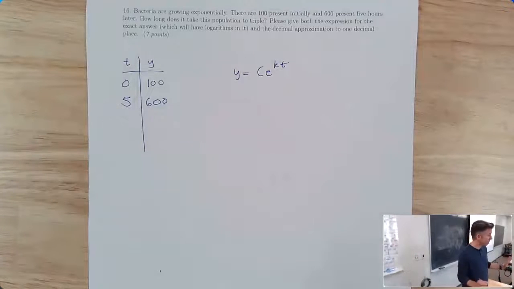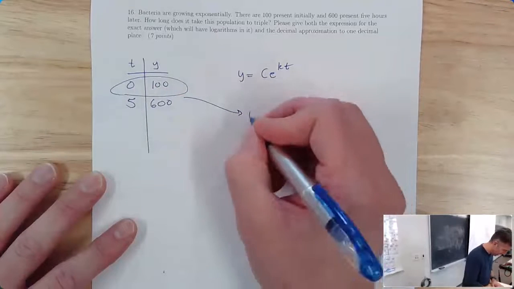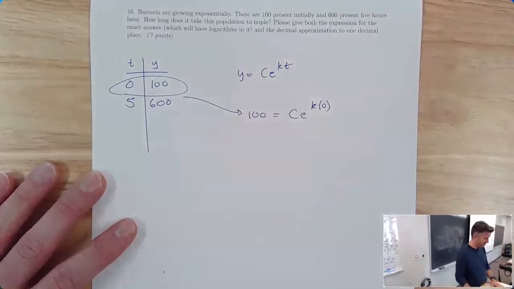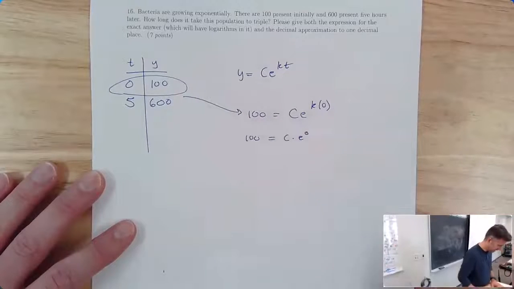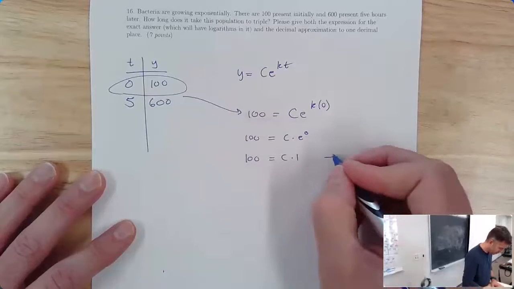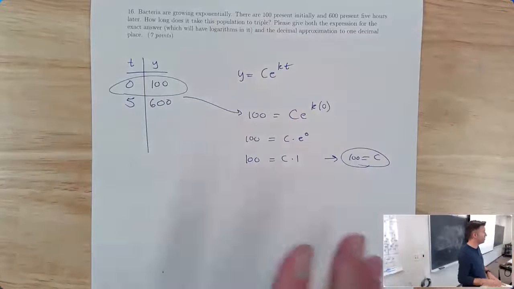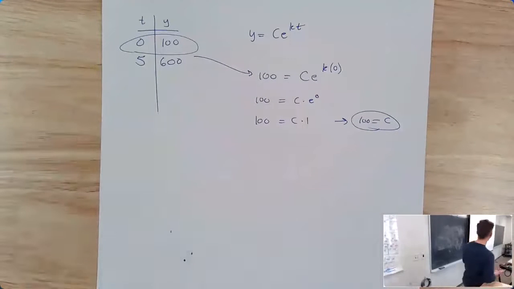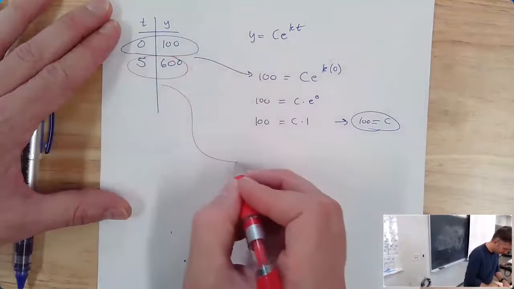You can also do the work, right? If you're not sure about C, plug in this first thing and see, okay, well, y is 100 and time is 0. And now if I solve, well, k times 0 is 0. And anything to the 0th power is 1. So C has to equal 100. You don't need to show any of that work to find C, but you certainly can if you want to. But finding C is usually just a given. On the other hand, finding K is not a given. We have to do some work to find K.